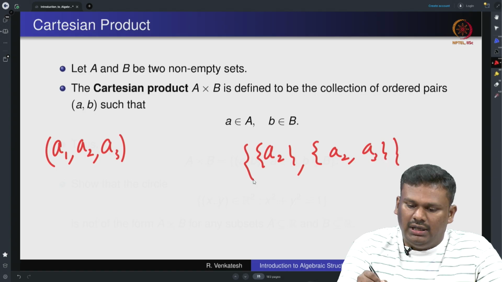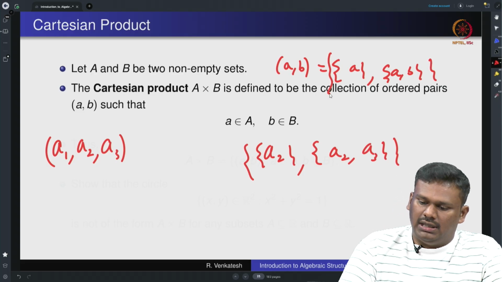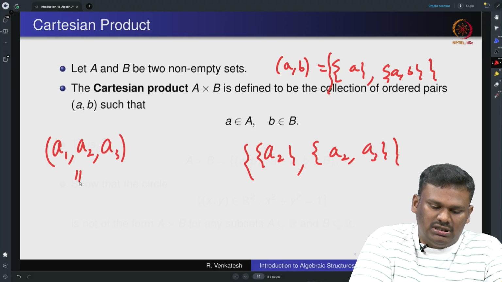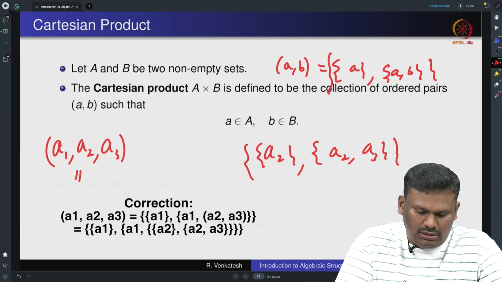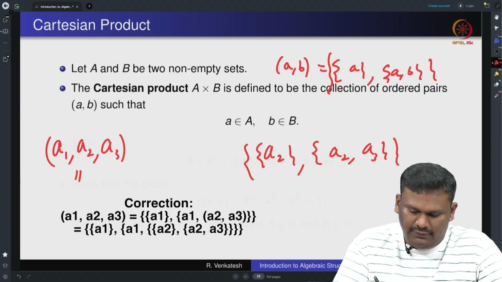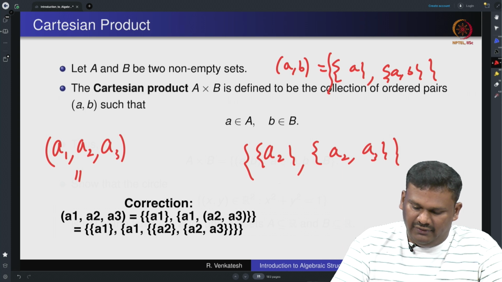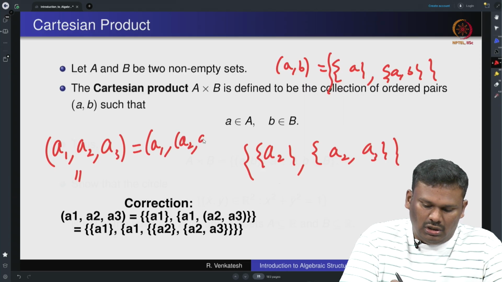Then, if you recall how we define this (A, B), this is the singleton A, and the 2-element set {A, B}. So, this is the collection. Now by definition, you take singleton A1 and then the set containing singleton A1 and the tuple (A2, A3). So, this is how I want to identify it, because this is exactly the same as (A1, A2, A3).